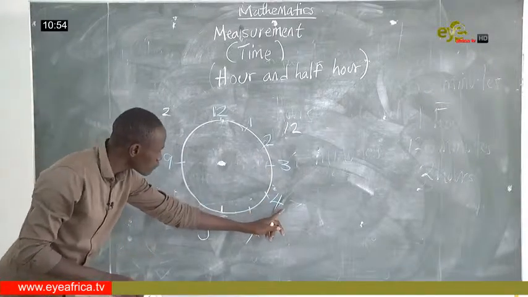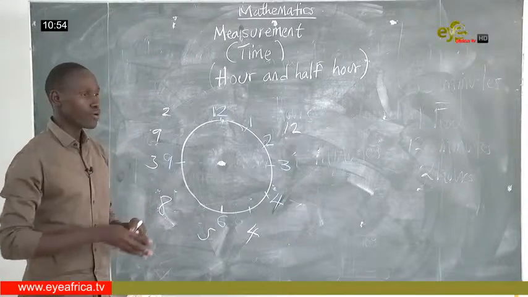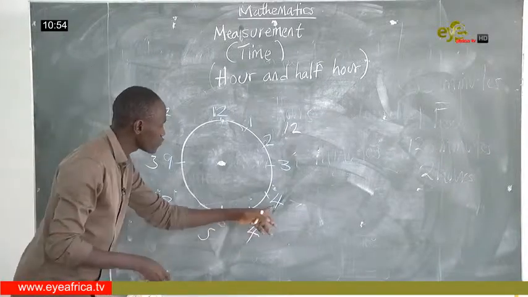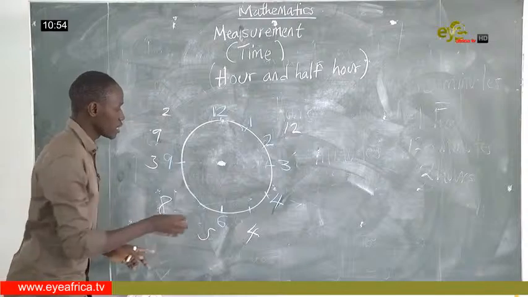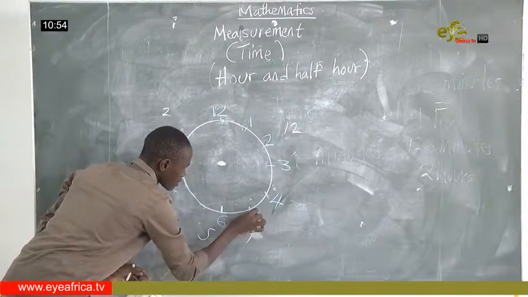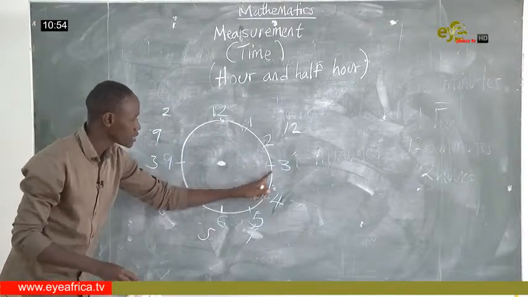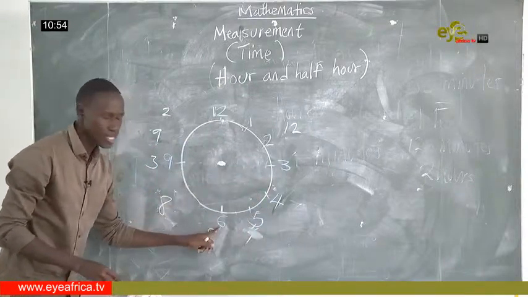Now you see that between 4 and 6 there is also another number. And what is that number between 4 and 6? We know that if you are counting from 4 going to 6, you're going to have 5. Now we have 12, 1, 2, 3, 4, 5, 6.